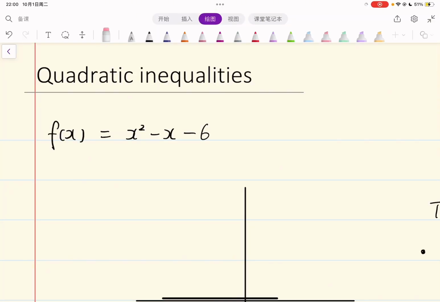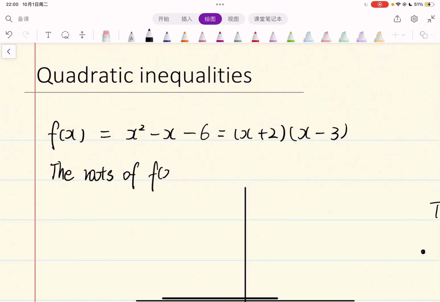Hello everyone, in this video we are going to learn about quadratic inequalities. Here we have a quadratic function, x squared minus x minus 6. We can also write it as (x plus 2) times (x minus 3), which means the roots of this function f(x) are x equals minus 2 and x equals 3.